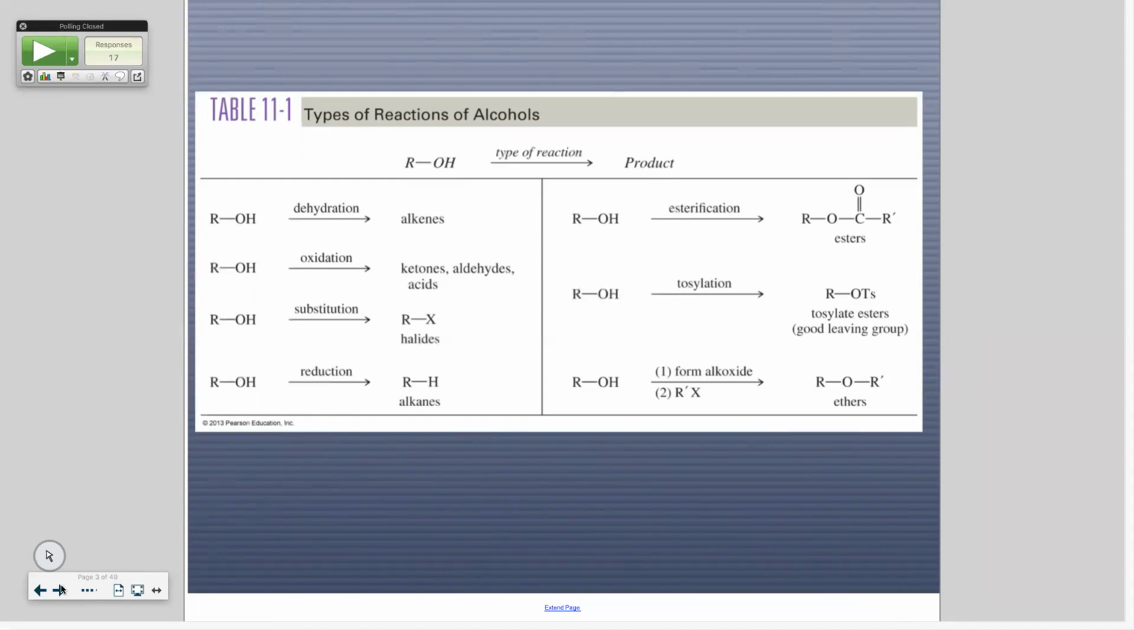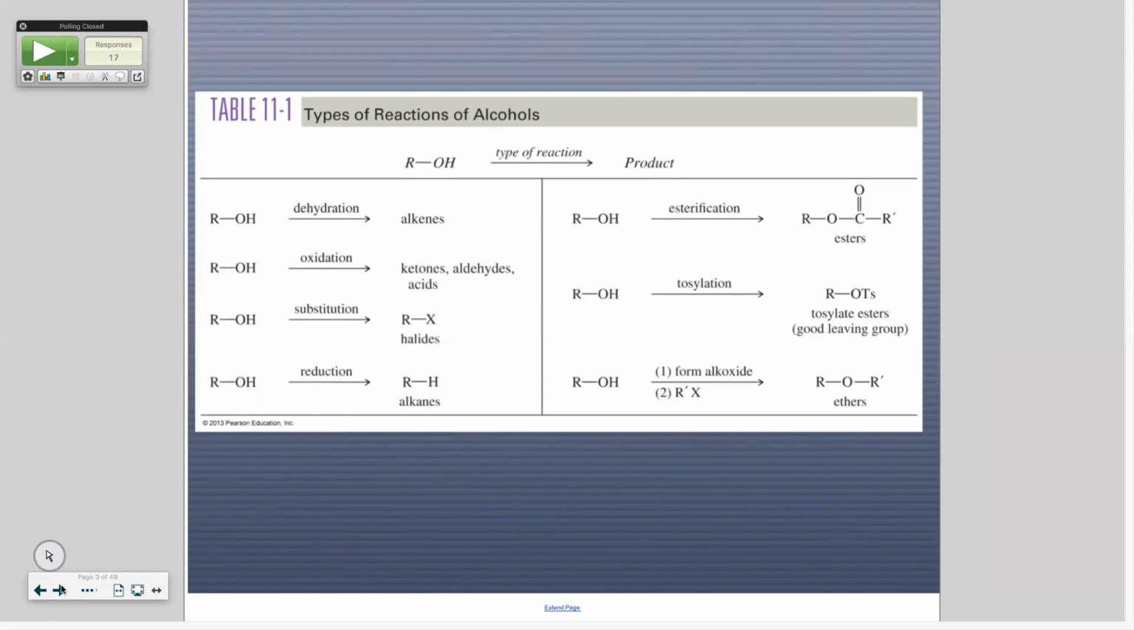Because we did this last time. What does dehydration mean? Loss of water. Make water leave. You add acid. What acid? Sulfuric or phosphoric, not HCl. Remember, you heat it up. You make a more highly substituted double bond.